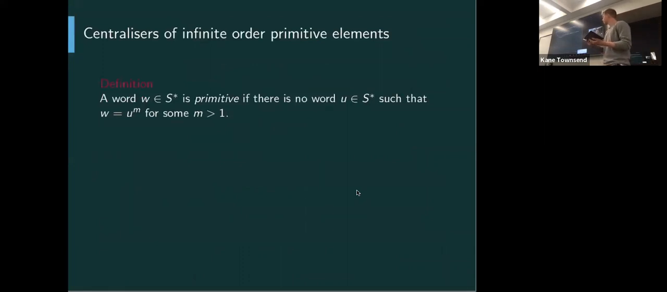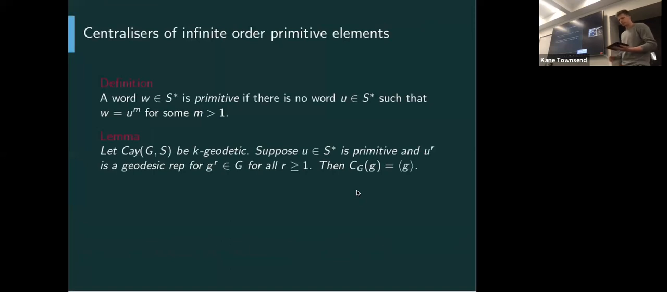So the next part of my talk is generalizing this theorem to k-geodetic graphs. The first thing I want to talk about is primitive elements. A word w is primitive if there's no word u such that w is some power of u for some n greater than 1. And a lemma: let the Cayley graph be k-geodetic, and then suppose u is primitive and each power of u is a geodesic representative for this element G.